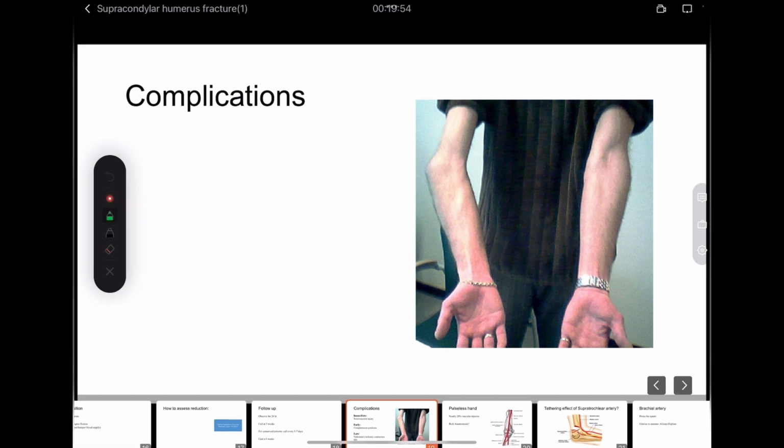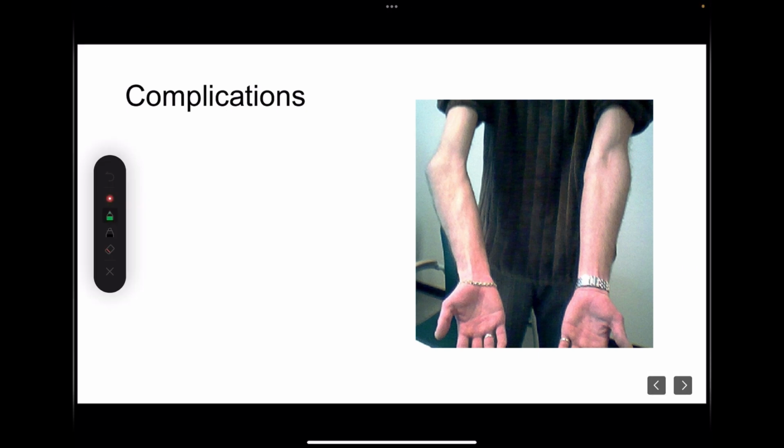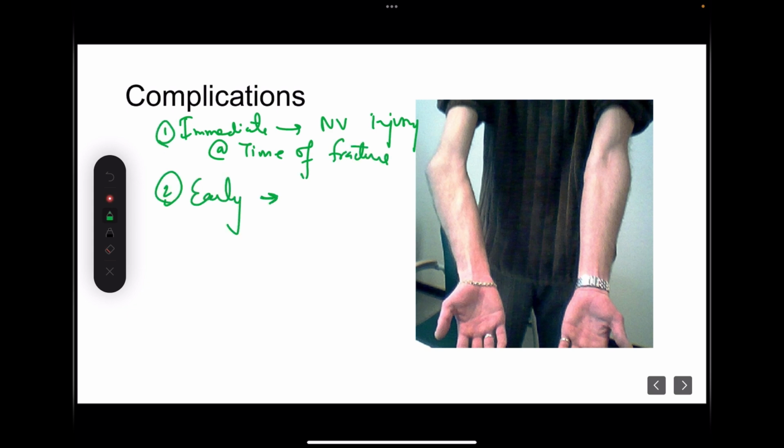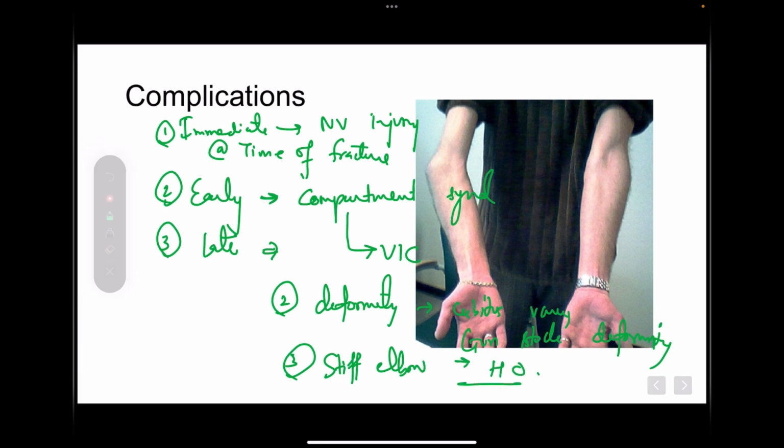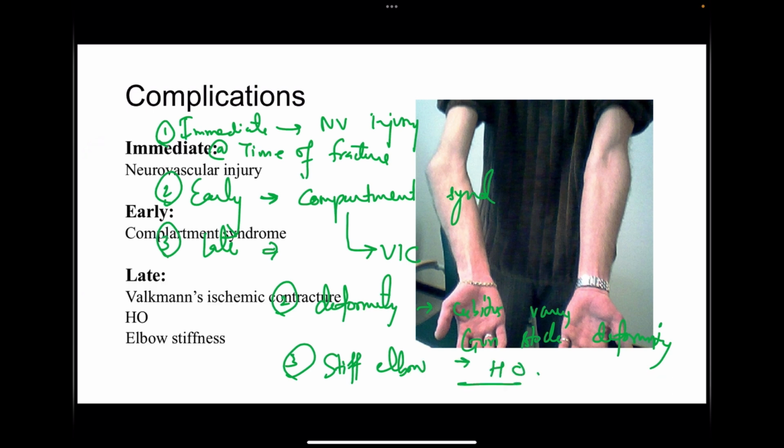So what are all the complications which are possible in supracondylar fracture? These are immediate complications, that is neurovascular injury, which happens at the time of fracture. Another is an early complication, which happens within 48 hours, that is compartment syndrome. Then come late complications. One late complication is because of compartment syndrome itself, that is Volkmann's ischemic contracture. Another is a deformity we all know, cubitus varus, also known as gunstock deformity. Another one is sometimes a stiff elbow, because of HO, heterotopic ossification. So these are the complications I have already told you.